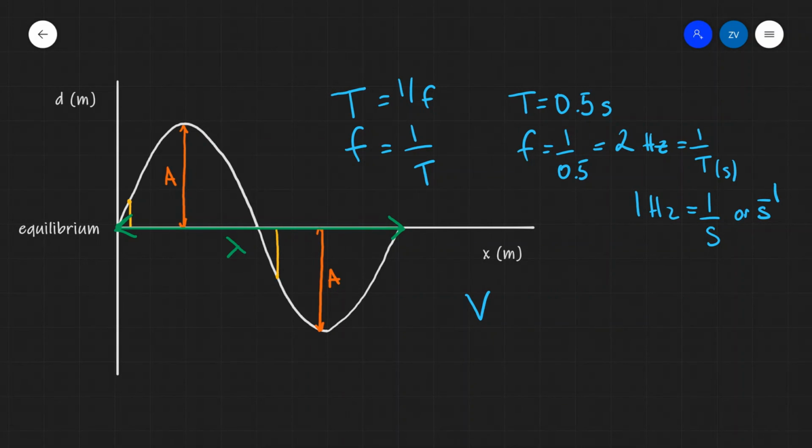Okay, folks, so those were the basic features of waves that we're going to be using in wave motion.